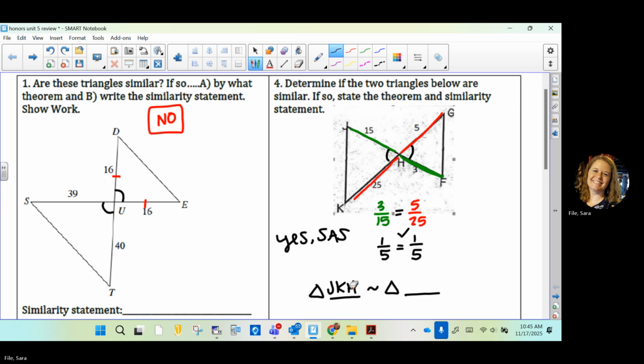So J to K is the side that doesn't have any label, and then K to H is the one that I color coded in red. It's the longer of the two labeled sides. So the unmarked to the longer. I have to correspond to that over here. I have to go the unmarked to the longer of the two. So G, H.